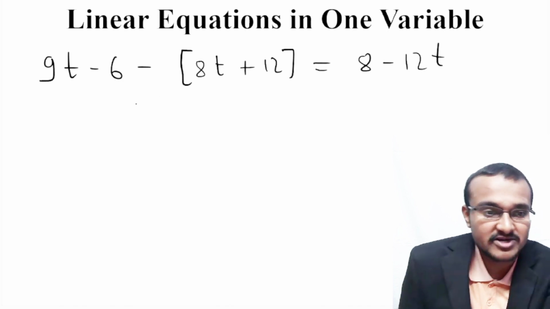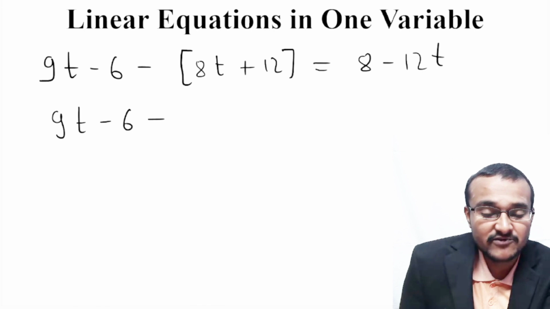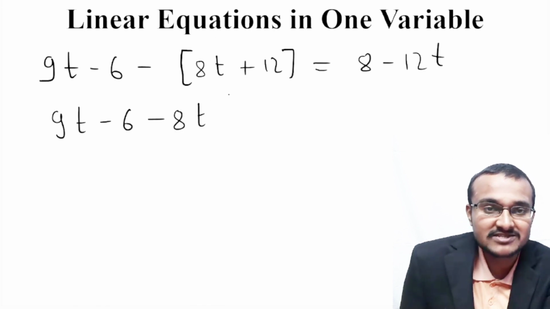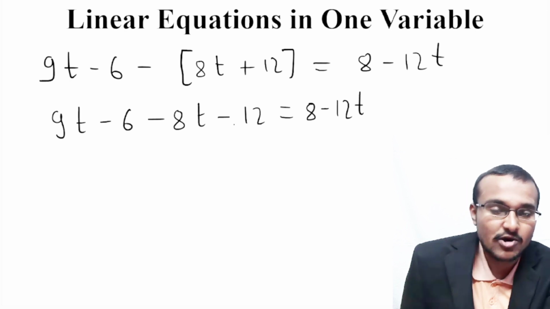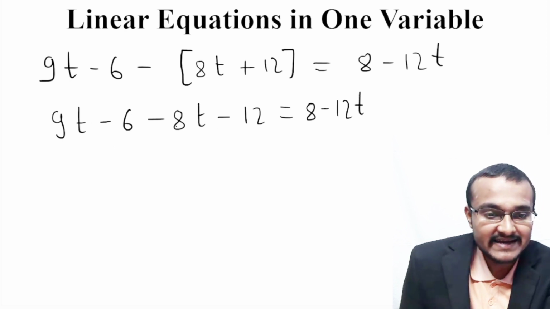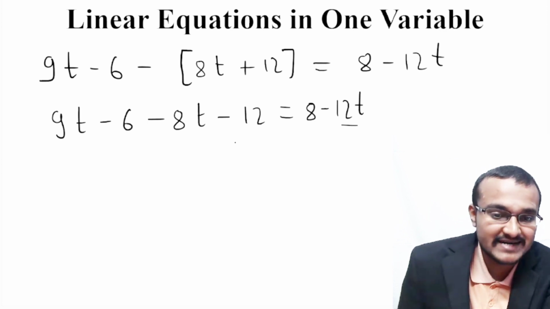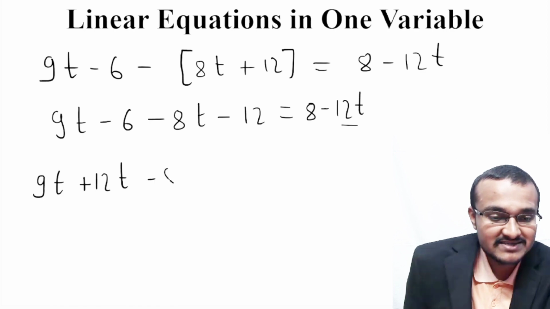So now if you solve this particular equation, you can bring this 8t plus 12 outside the bracket. So minus will be applied for 8t and 12 both. So it will become minus 8t. Minus into plus will be minus, so minus 12 will be there on LHS is equal to 8 minus 12t on RHS. Now 9t and 8t are there, and here 12t is there on RHS. So you can bring this 12t to LHS. So it will become 9t plus 12t minus 8t.